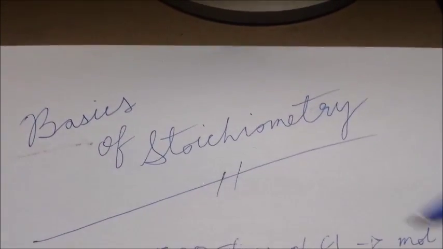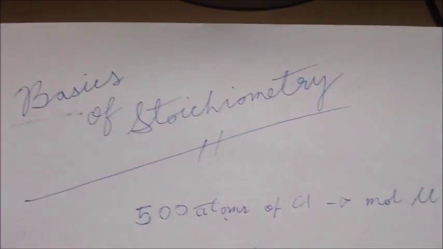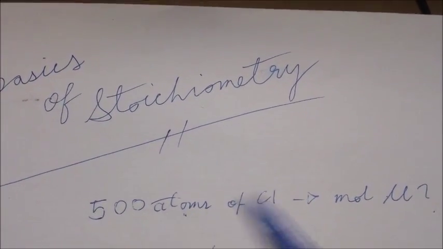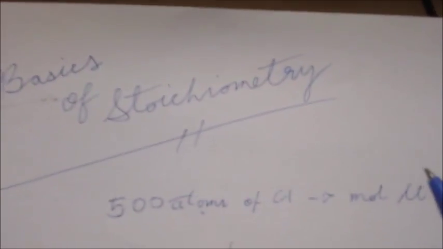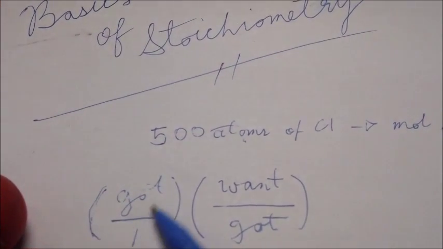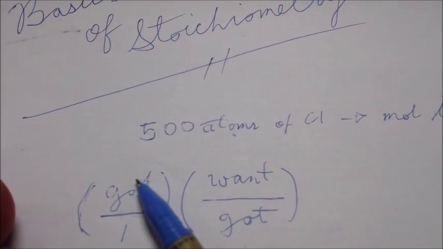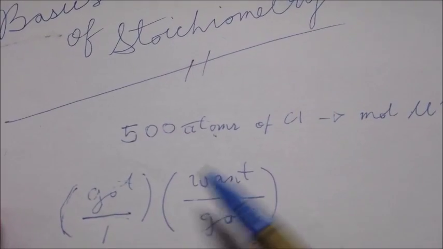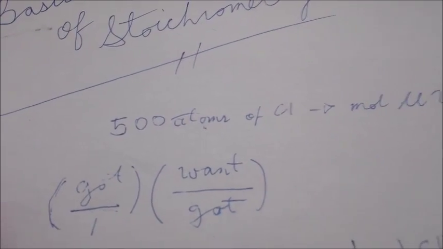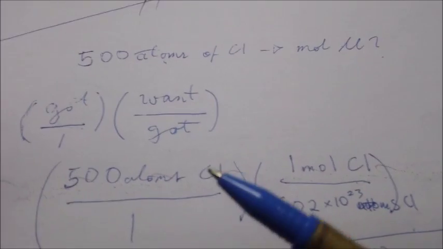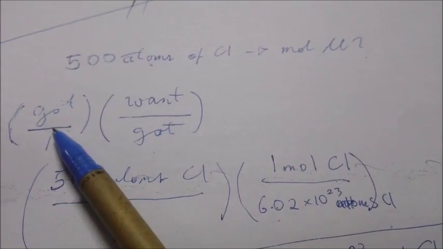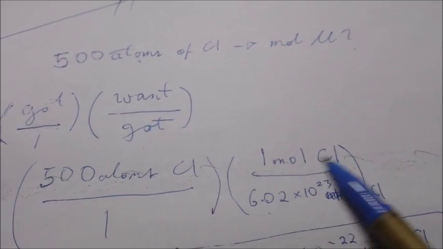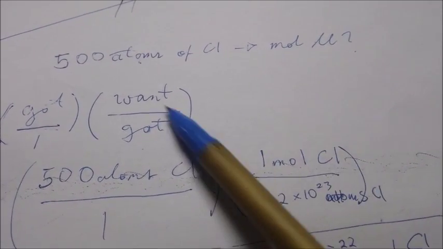Okay, so at first let's give ourselves a problem. We're going to convert 500 atoms of chlorine into moles of chlorine. In stoichiometry, a problem like this has a basic form you have to keep in mind: what you got over 1 times what you want over what you got. So it's going to be like this. We substitute 500 atoms of chlorine here, what you got, over 1 times what you want to achieve.